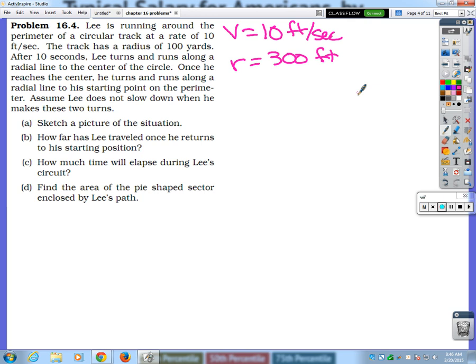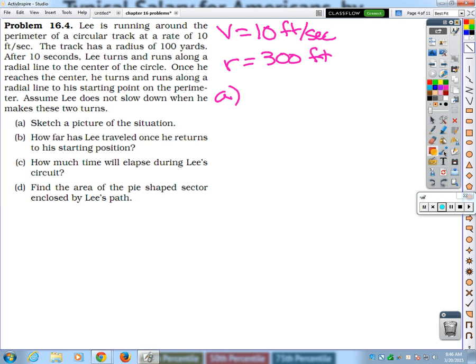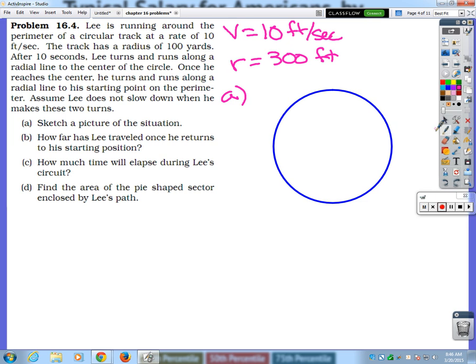After 10 seconds, Lee turns and runs along a radial line to the center of the circle. Once he reaches the center, he turns and runs along the radial line to his starting point on the perimeter. Assume Lee does not slow down when he makes these 2 turns. Okay, so the first thing we have to do is sketch a picture. Can you, in your head, see what false situation they have created? What does his route look like? It's a wedge, right. They're making us do a problem that involves a wedge of a circle.